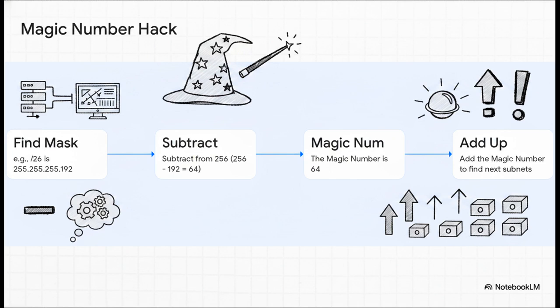That 64 is your magic number. To find your subnets, you literally just count up by 64. So your first network is at 0, the next is at 64, the next at 128. It is seriously that easy.